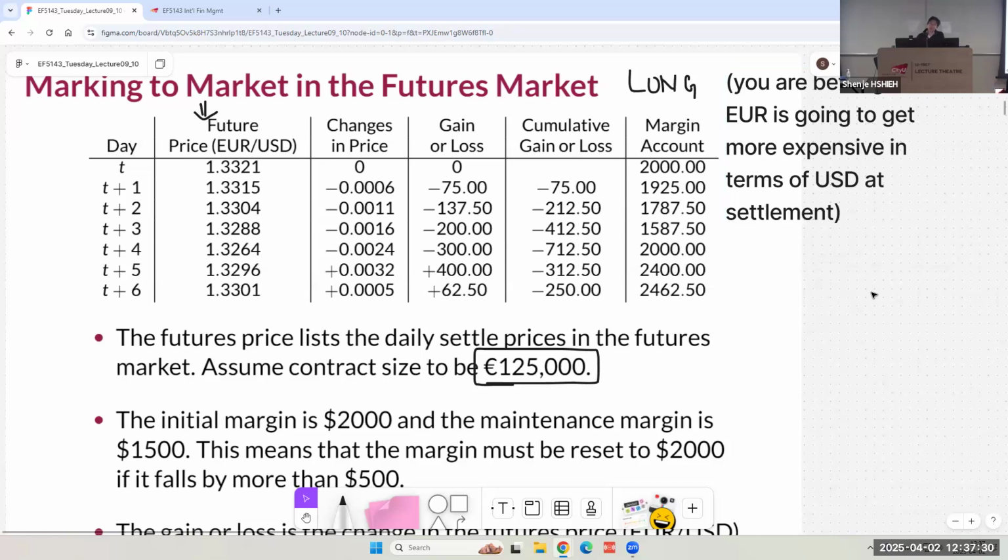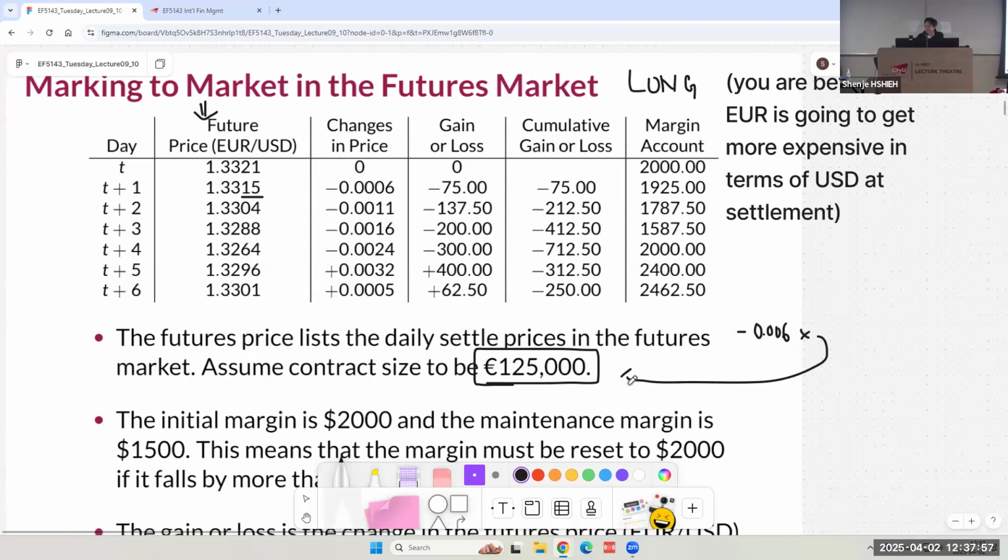All right, so how does mark to market work? You check the future price every day. So at T+1, the future price increased or decreased. A decrease means it works against you, right? So this decrease is 0.0006, so minus 0.0006 times this number will give you this number here.